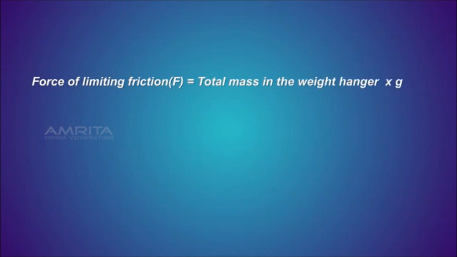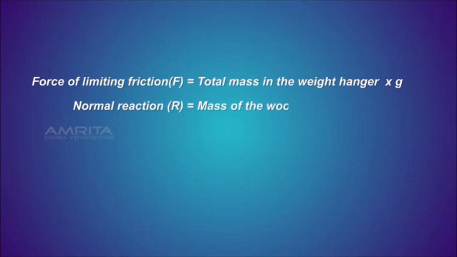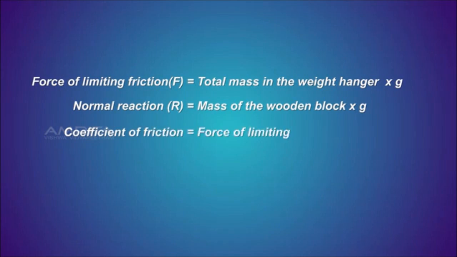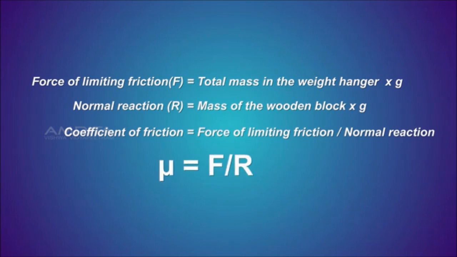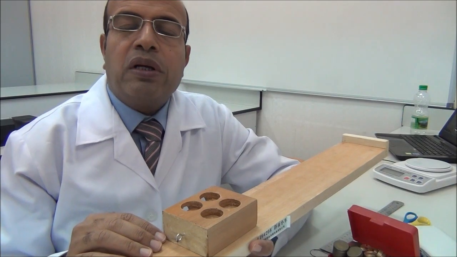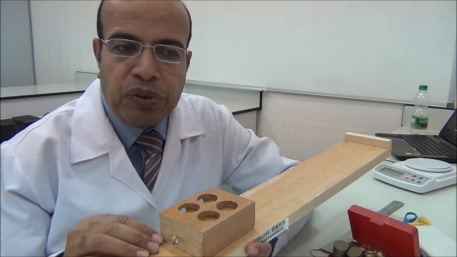Note down the total mass added to the weight hanger and multiplied by acceleration due to gravity g, which gives the force of limiting friction F. The normal reaction R is given by the mass m of the wooden block multiplied by acceleration due to gravity g. The coefficient of static friction is then calculated by the equation mu is equal to F divided by R.